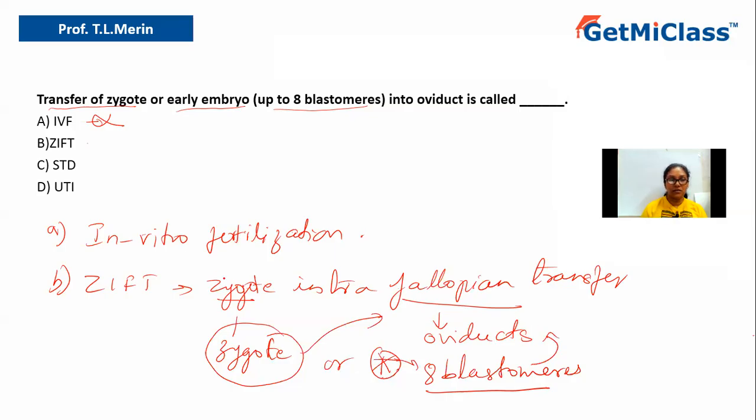So that is transfer of zygote or early embryo into oviduct, called zygote intrafallopian transfer. So option B says ZIFT, that is the correct answer.